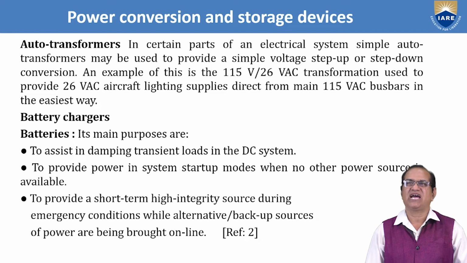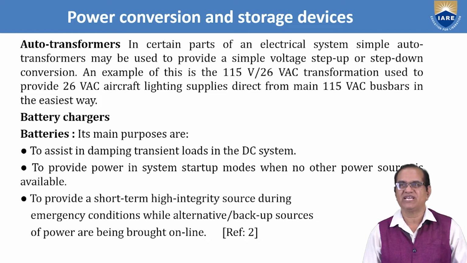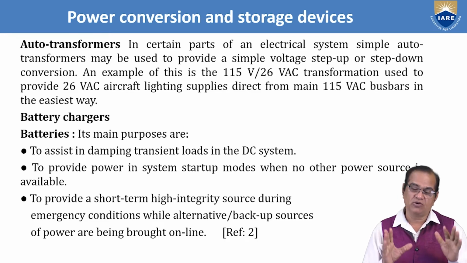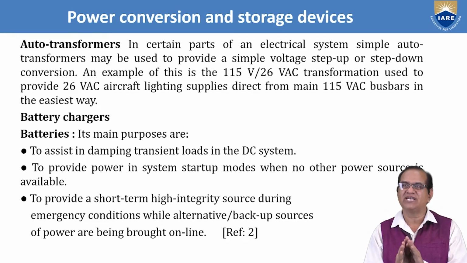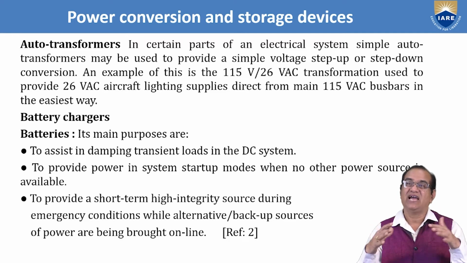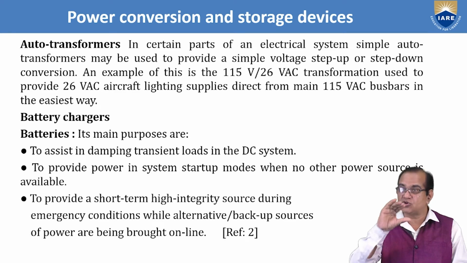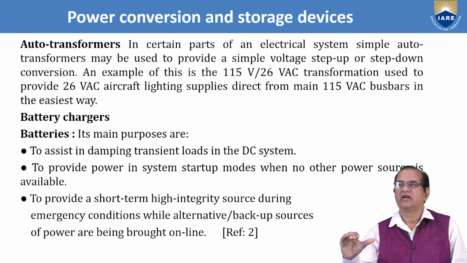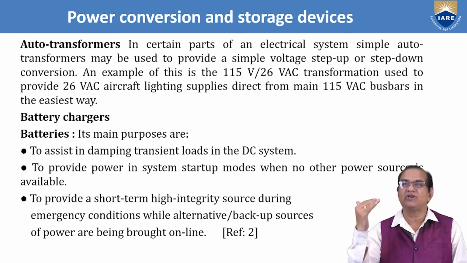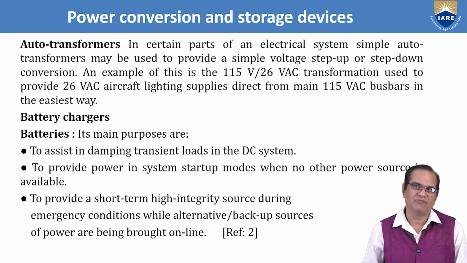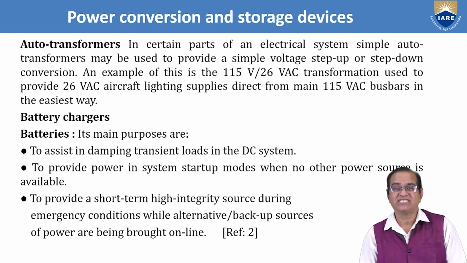An example of this is a 115 volt by 26 volt AC transformer used to provide 26 volt AC aircraft lighting supply direct from the 115 volt AC bus bar in the easiest way. So our lights are working at a low voltage, but our generator is generating 115 volt AC. This 115 volt AC has to be reduced to 26 volt AC, and simple step down transformers are used for this purpose. Battery chargers are also there.